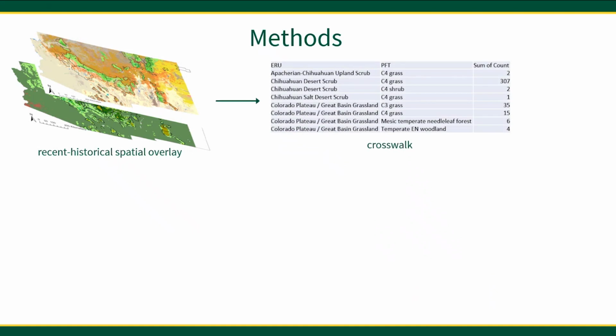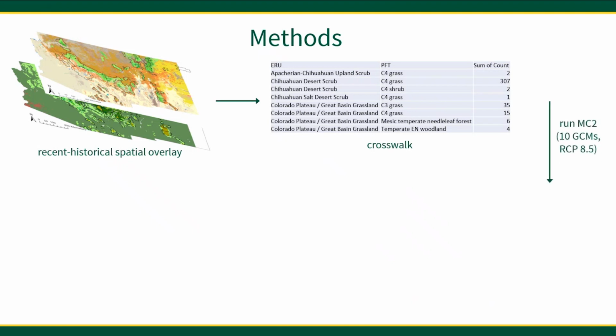But we do, especially because of the difference in resolution, we do get a lot of noise, and so we have to do some extra work to figure out, okay, what types are actually associated with what. So we end up with a massive pivot table from which we get a crosswalk for ERUs to plant functional types. That's just a small sampling of it on the screen there.